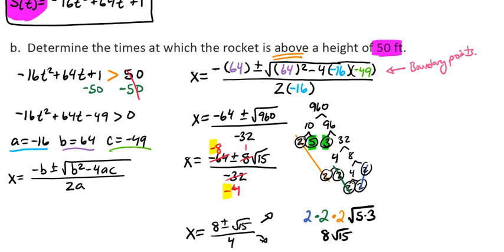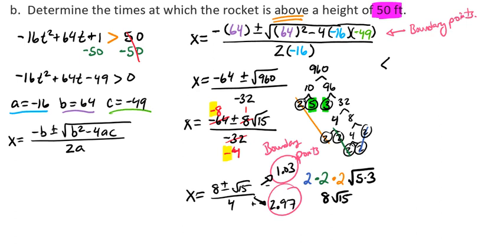And then we're going to plug these into the calculator and get a couple decimals. So if we plug in with our minus sign, we're going to get about 1.03. And when we plug in with the plus sign, we're going to get about 2.97. And so these points right here are going to be our boundary points. So we're going to set up an x-axis and our boundary points. So we're going to have a 1.03 and a 2.97.